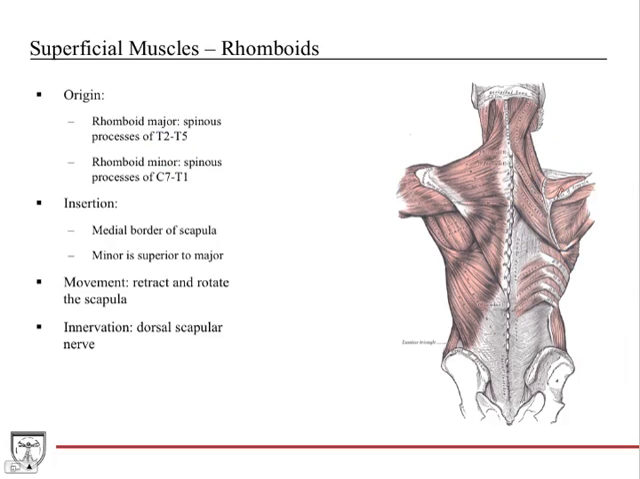And then the movement is, again, these muscles, they're going to contract, they're going to shorten, and then they're going to pull. And so what they do is retract or pull the scapula toward the spine and help rotate the scapula. Okay, their innervation is also that dorsal scapular nerve that's also innervating levator scapulae. So if you lose that nerve, you lose innervation to 3 muscles.